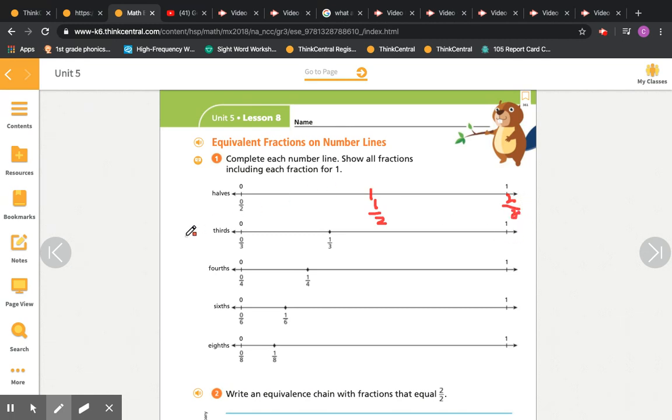Now on the second one, it's asking you to divide into thirds. And it's already giving me 0/3 and 1/3. So I'm just missing one over here, which is going to be 2/3. And then I just need to label my 1 as 3/3.